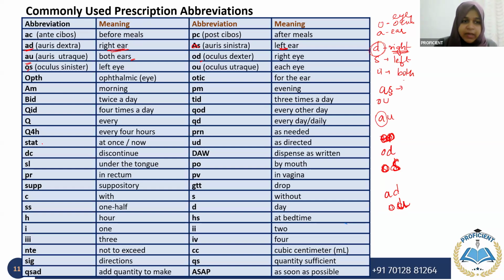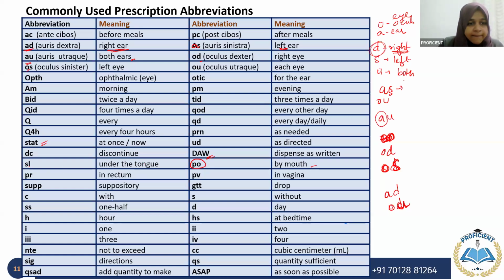Start means now. Take it now, right? That is the meaning. Then DAW is dispense as written. This is usually a direction for the pharmacist, right? What is PO? Take it by mouth. Per OS means take it by mouth.